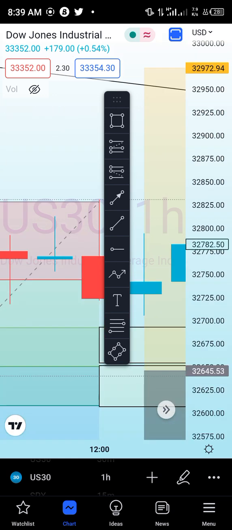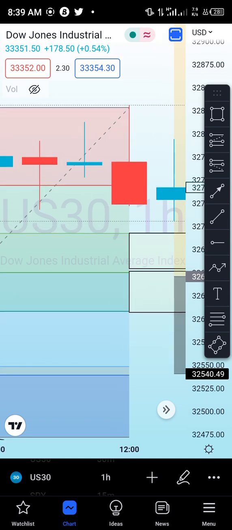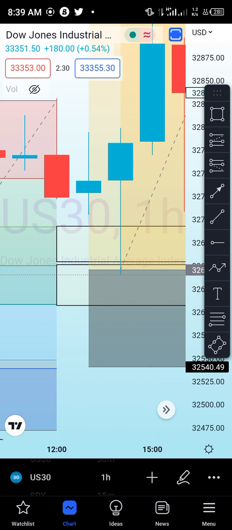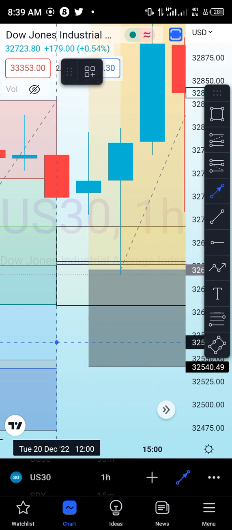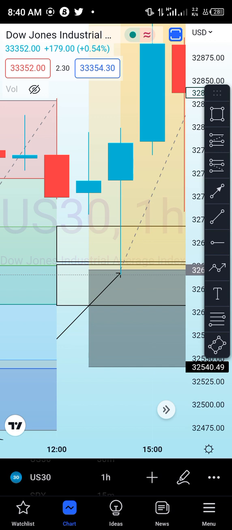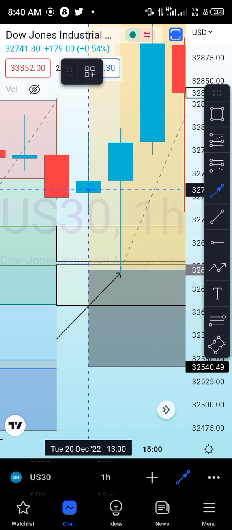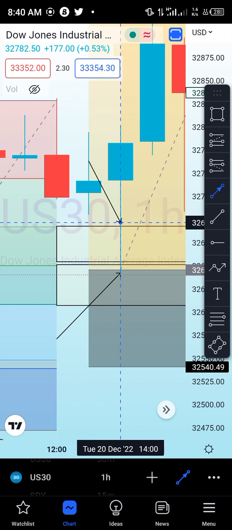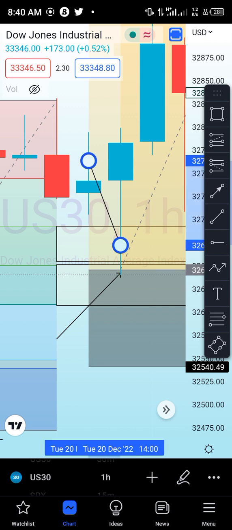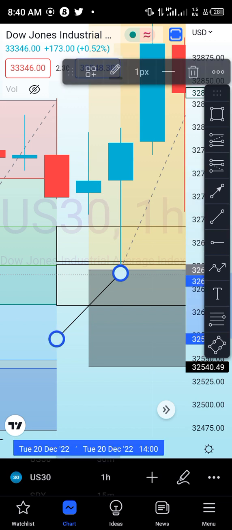So this particular zone here is our 61.8%. The market tapped into this zone, you can see it here, and then it started buying. Now this one right here is our 50%. You can see how the market got into that zone, was rejected, and closed at a buy. So that is how you make use of the Fibonacci retracement tool.